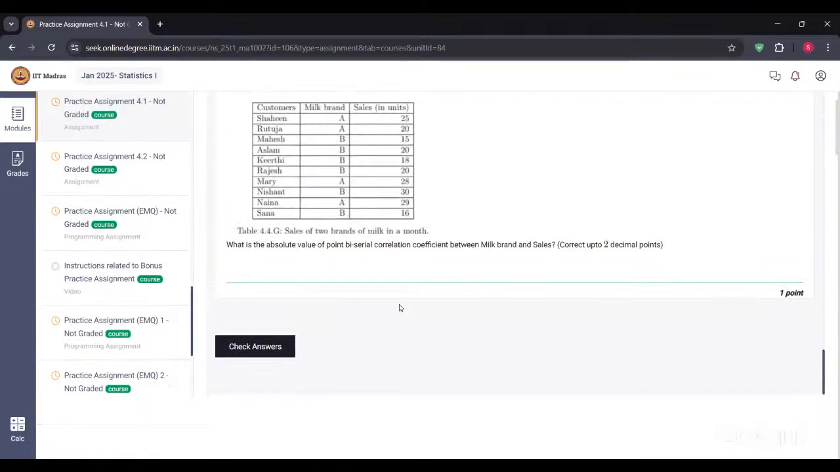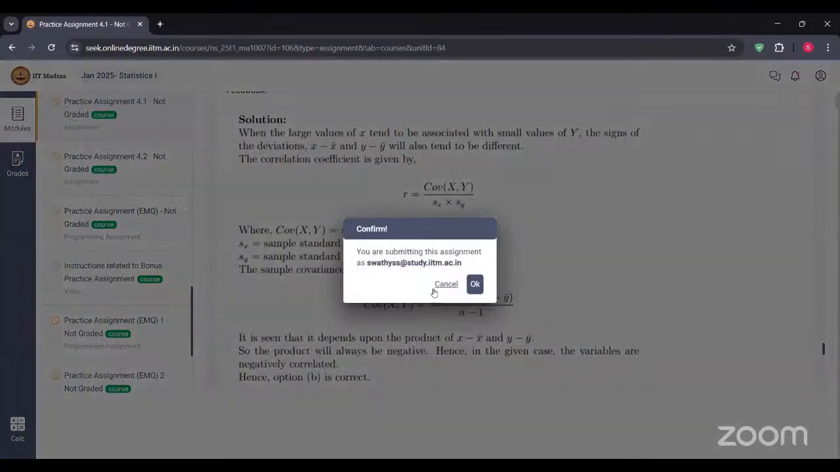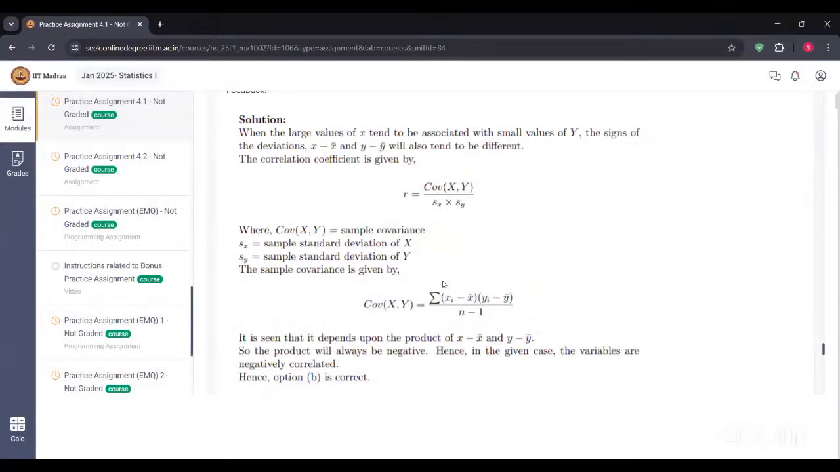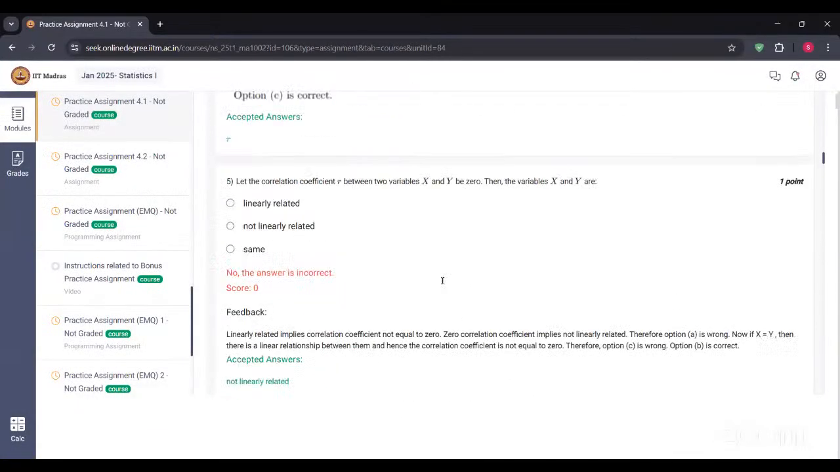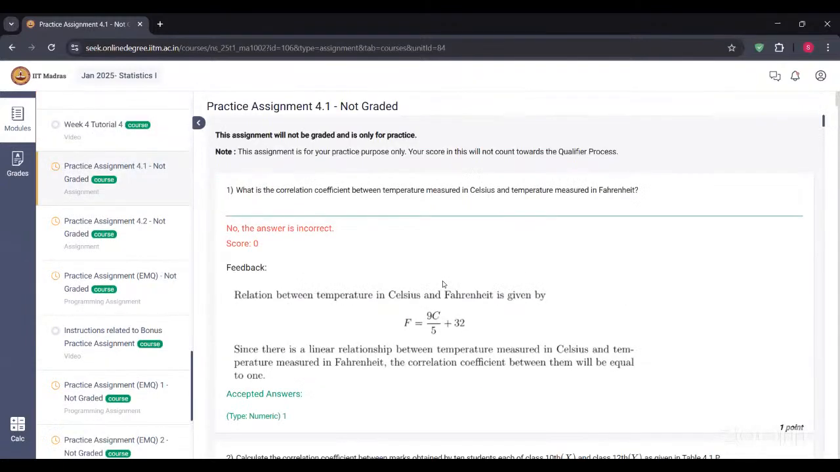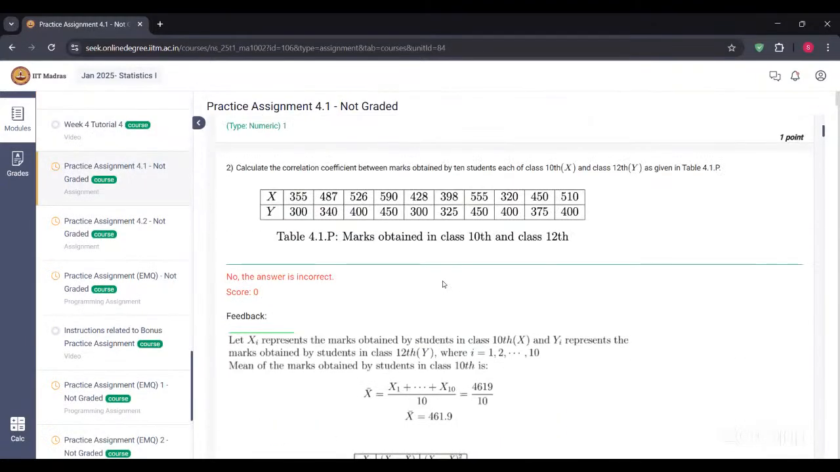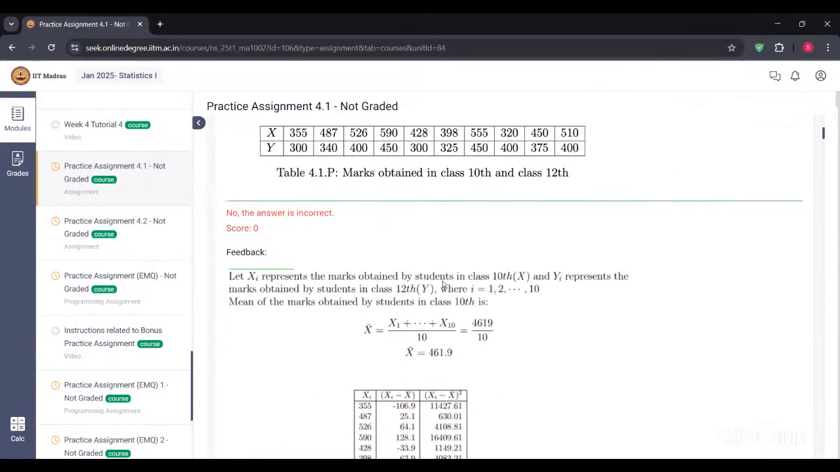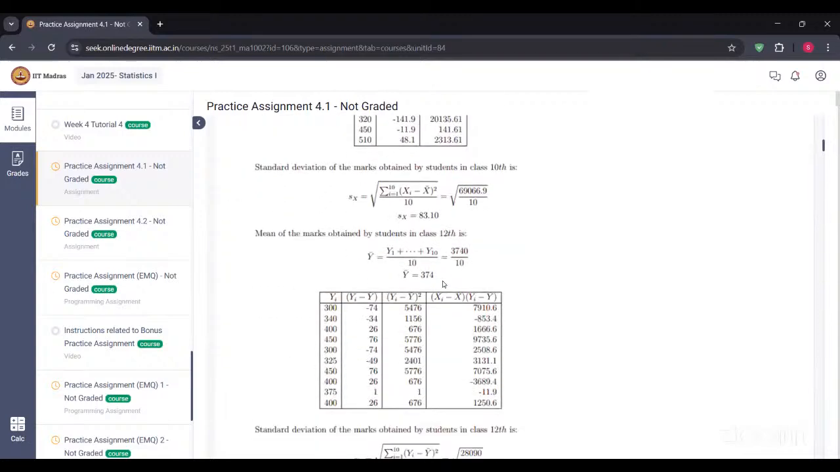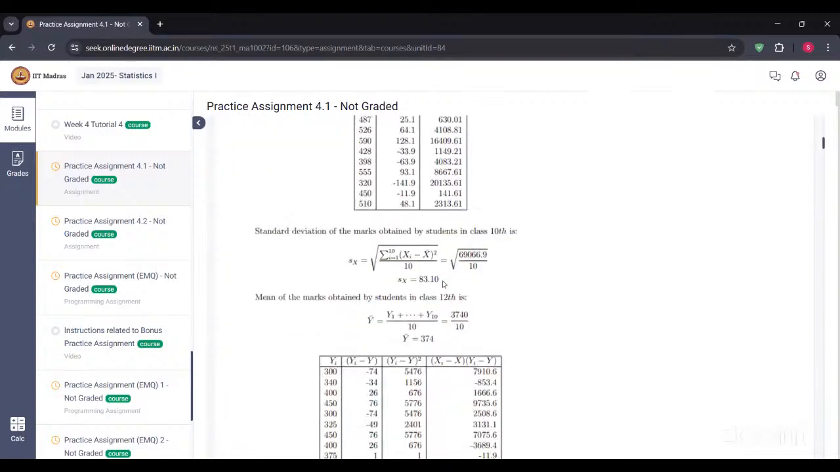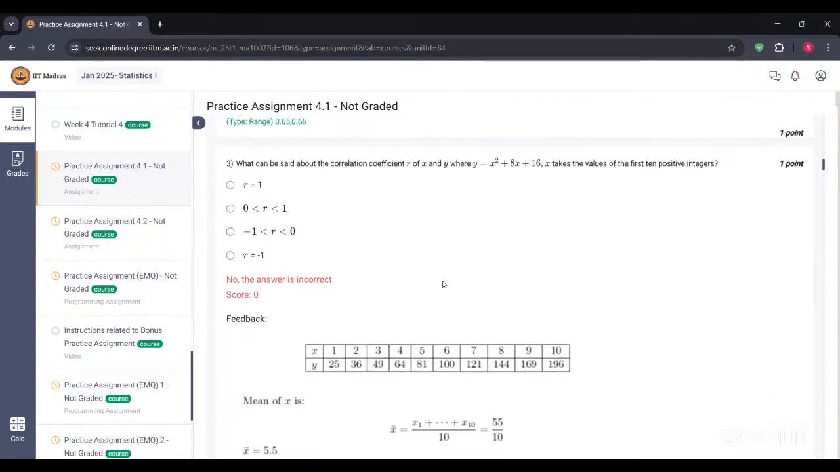Have you seen the solution here? No, that's what I'm trying to understand, but I'll go through the whole thing. Question number 2, right? That's question number 3 and 4, am I right? Okay, sorry. Question number 3. What can be said about the correlation?